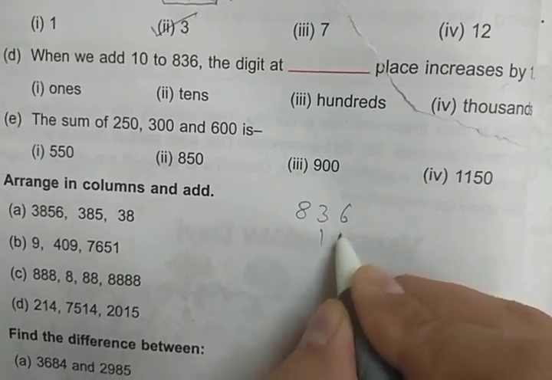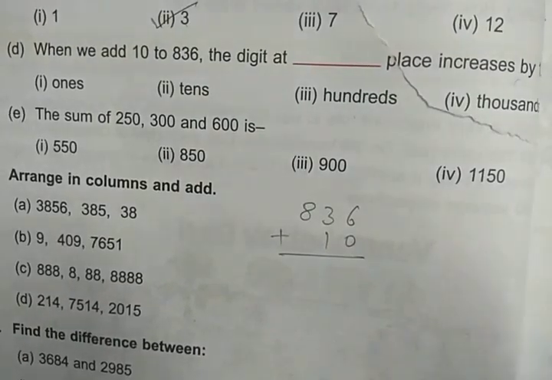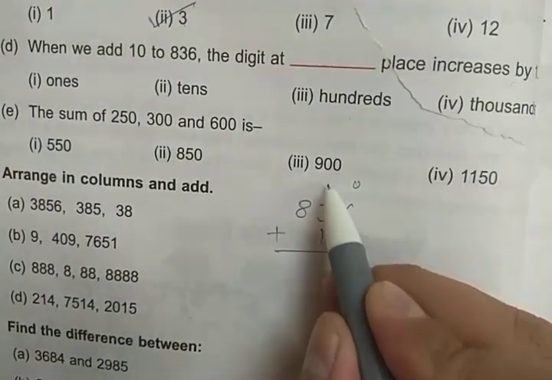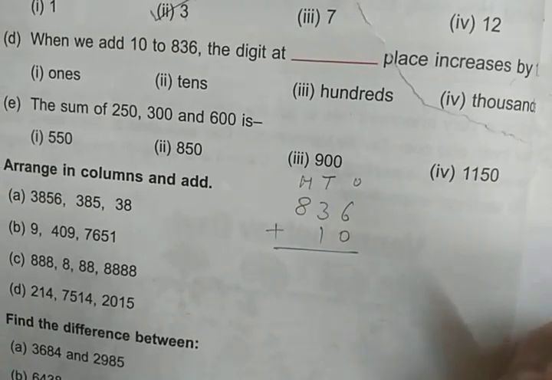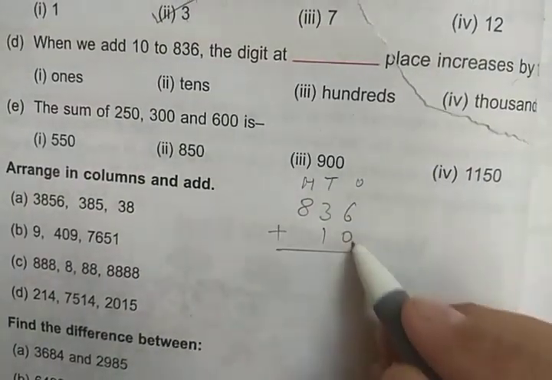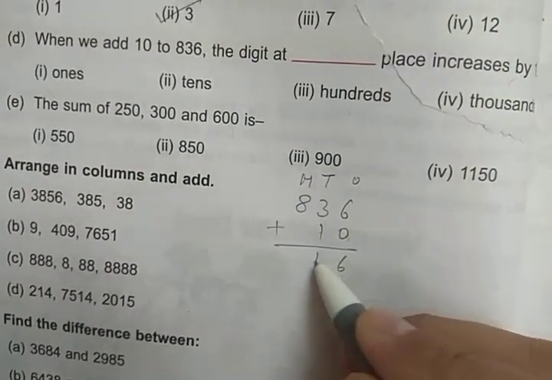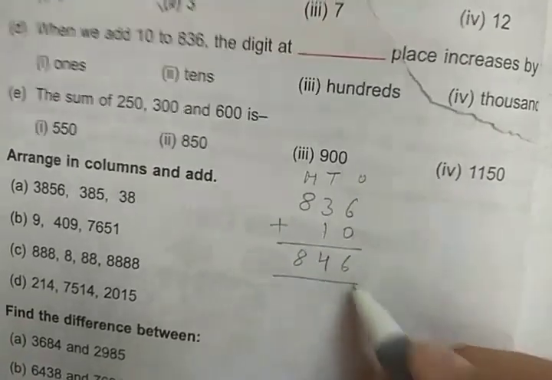836 plus 10. I will add them. This is 1's place, this is 10's place, this is 100's place. Now add them. 6 plus 0 is 6, 3 plus 1 is 4, and 8.